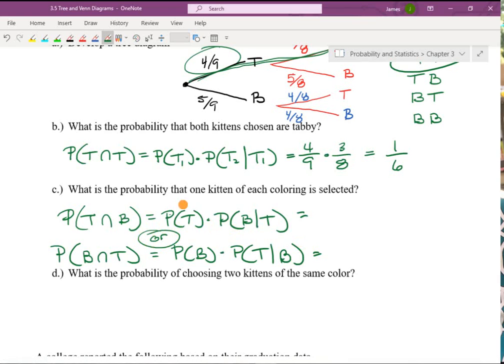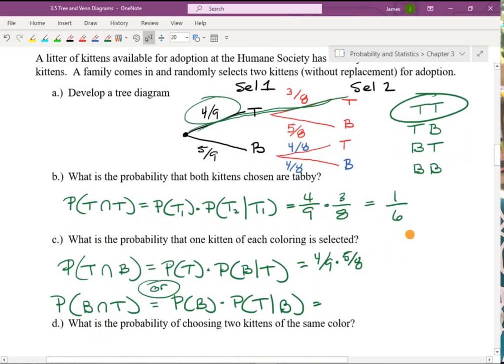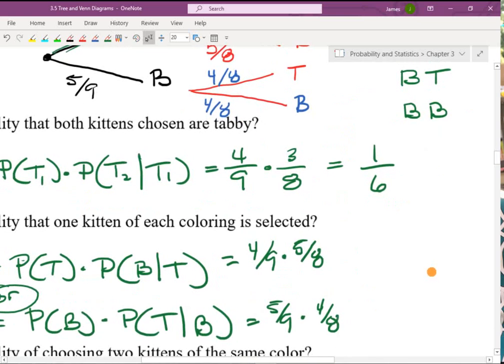So probability of the first one being tabby and then black would be 4/9 times 5/8, right? Okay. And the second one would be 5/9 times 4/8. Now here's my question. Even though those individual fractions are different, are their products still the same? Yeah. Okay. You still get 20 over 72 for both of them, right?